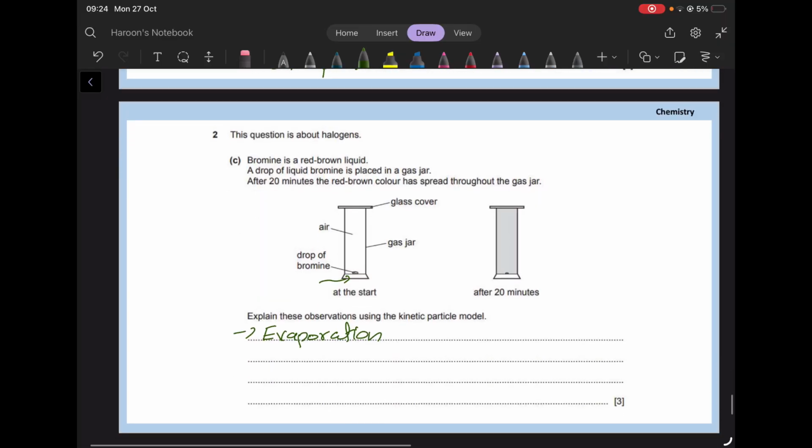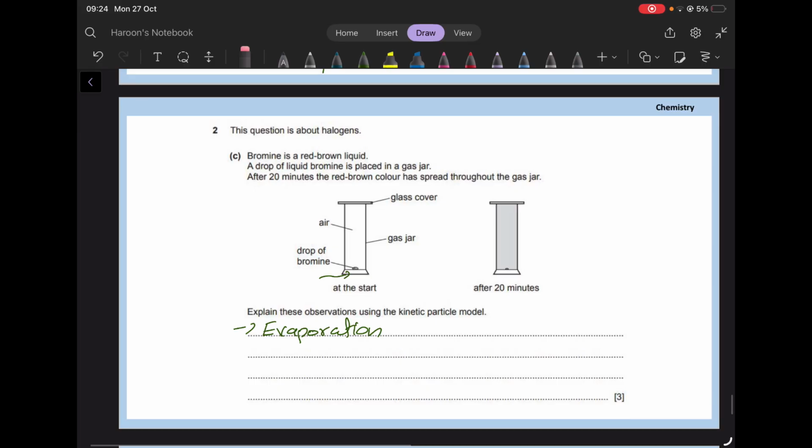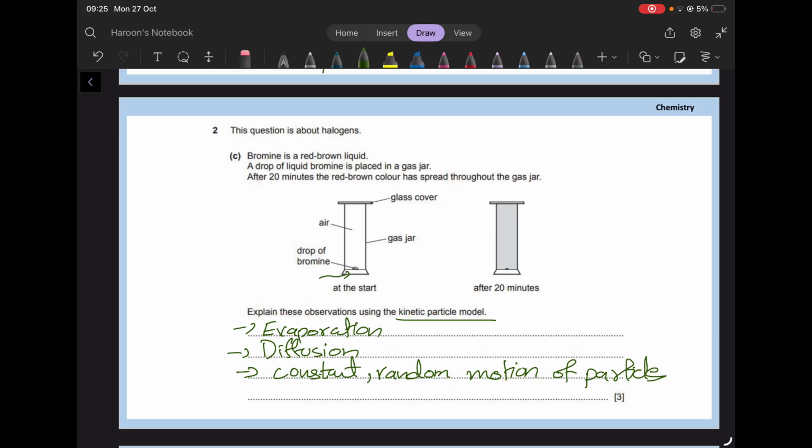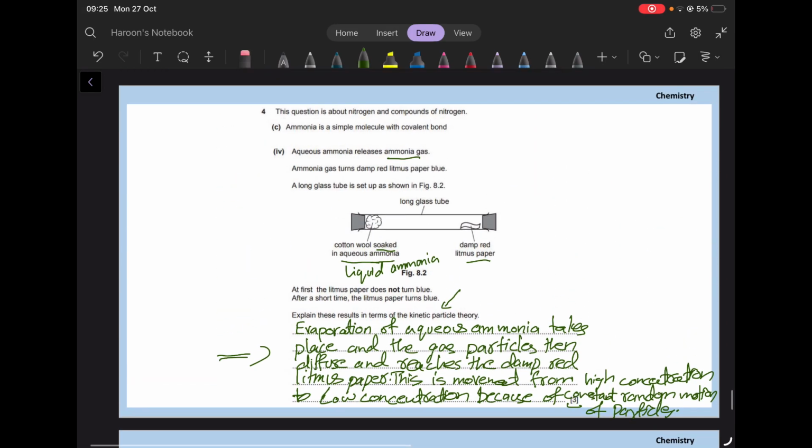So it has to evaporate first, because you can see a drop of bromine. So evaporation takes place, and then you need to explain diffusion. In the next part, you need to explain that diffusion is movement from a region of high concentration to low concentration. And why does it take place? Due to constant random motion of particles, right? So this will get you all 3 marks. You can see they specified kinetic particle theory. Basically, just copy this answer that I wrote over here.